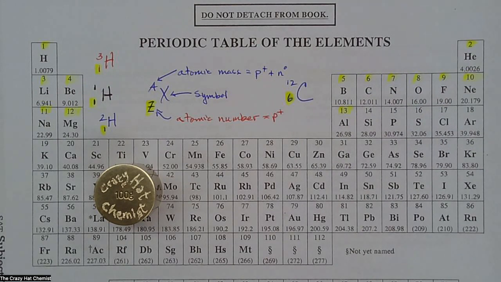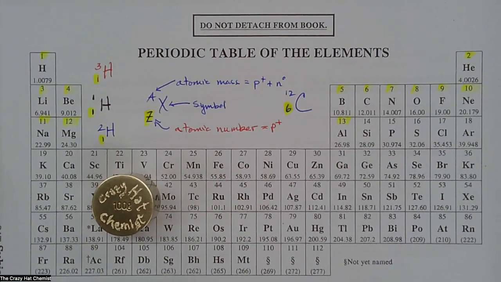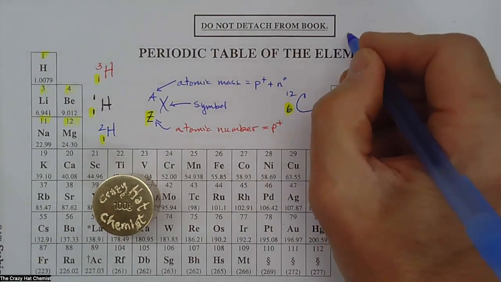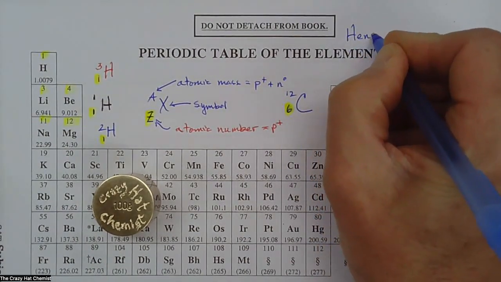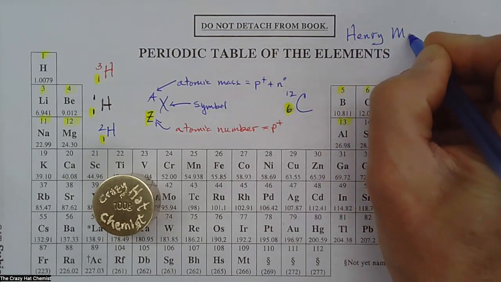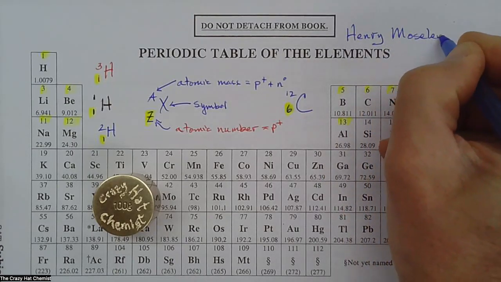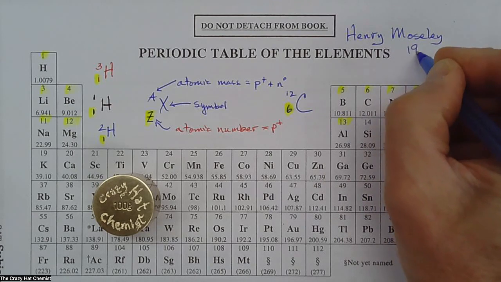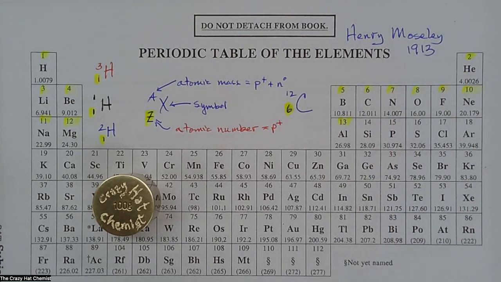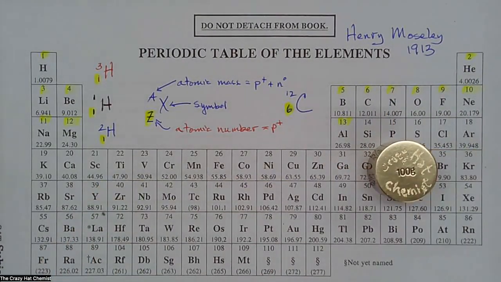Okay, this level of organization was done by Henry Moseley. So I'll write down his name since that's, of course, very important in this discussion. So Henry Moseley. And he did this in 1913. Now, this is how our modern periodic table is organized.